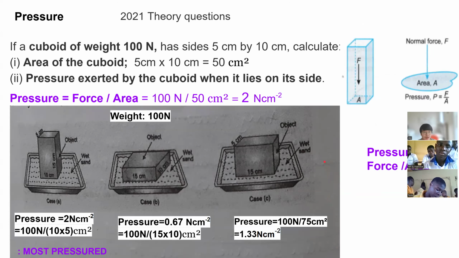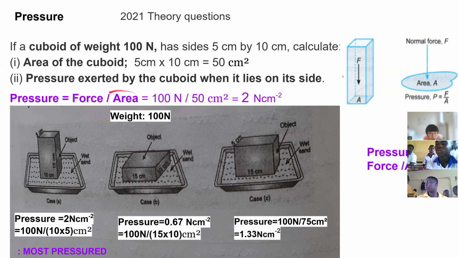So just to finish this area of force and everything, let's quickly talk about pressure too. Pressures are just a different way force can be used. So if a cuboid of weight 100 newtons, remember weight equals force, has sides 5 centimeters by 10 centimeters, calculate the area of the cuboid, which is simply 5 times 10, 50 square centimeters. That's the area. And the pressure exerted by the cuboid when it lies on its side is given to be force over area.